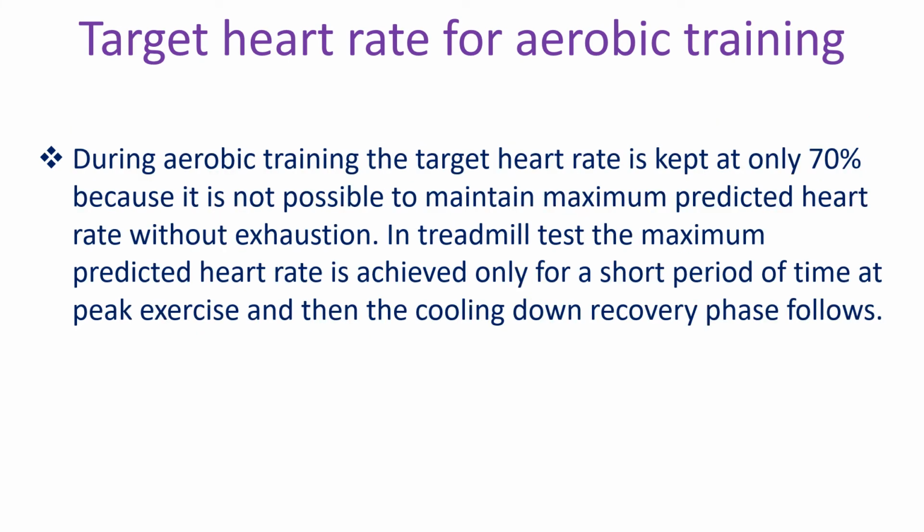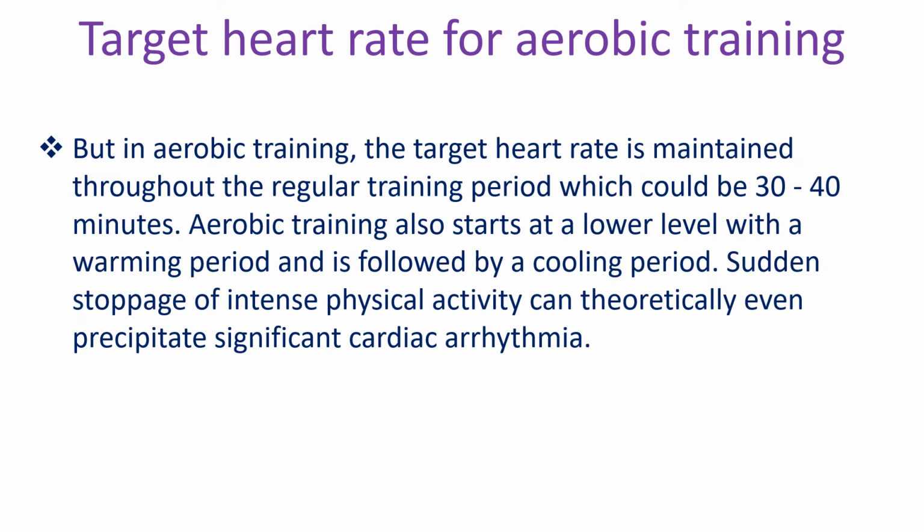During aerobic training, the target heart rate is kept at only 70% because it is not possible to maintain maximum predicted heart rate without exhaustion. In treadmill test, the maximum predicted heart rate is achieved only for a short period of time at peak exercise, and then the cooling down recovery phase follows. But in aerobic training, the target heart rate is maintained throughout the regular training period, which could be 30 to 40 minutes. Aerobic training also starts at a lower level with a warming period and is followed by a cooling period. Sudden stoppage of intense physical activity can theoretically even precipitate significant cardiac arrhythmia.